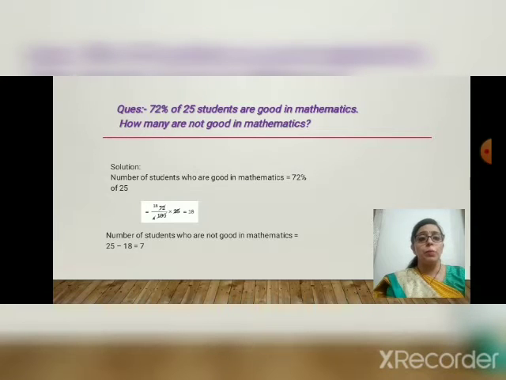That is 72% of 25. So 72 upon 100 into 25. When we calculate it, it will become 18. It means 18 students are good in mathematics. But in the question, they are asking how many are not good in mathematics. So we have to take the total number of students, they are 25, and subtract those who are good in mathematics. Then 25 minus 18 is equal to 7. It means the number of students who are not good in mathematics is 25 minus 18, that is equal to 7.